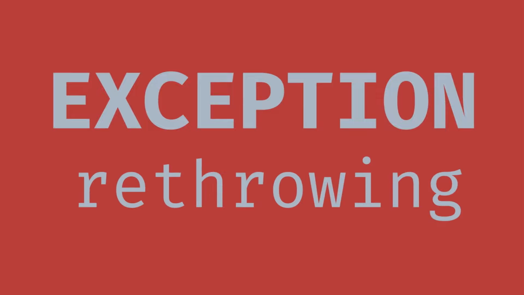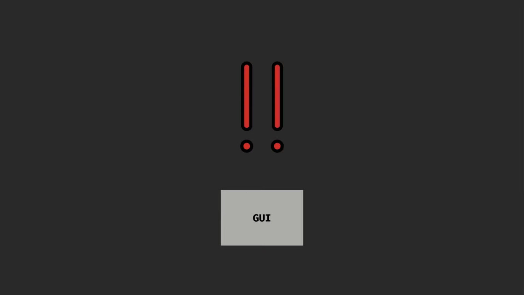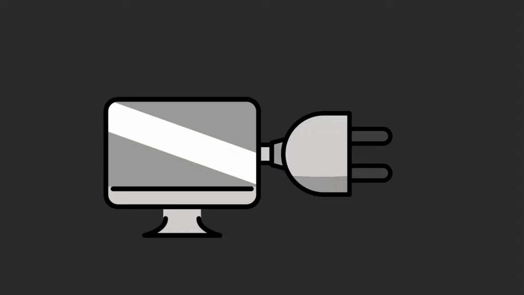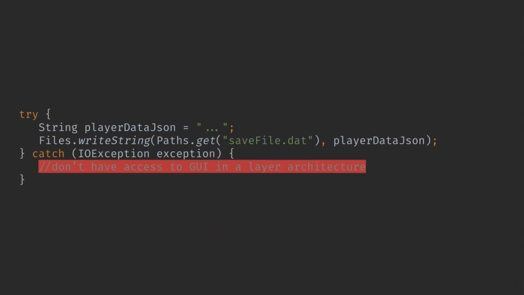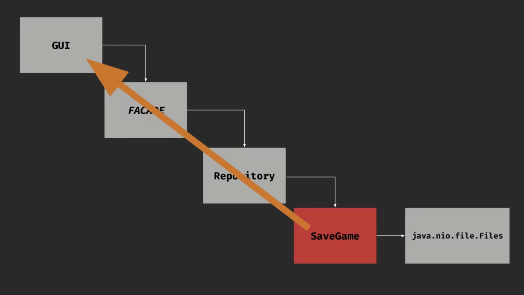Exactly. Exception rethrowing. The point where the problem happens is no place for me to handle that exception, because I want to show the player that something went wrong and they should leave their PC running to not lose their save, but I don't have any way to show a message within my class that saves the game, so we'll have to rethrow the exception from this point up until it reaches the GUI.